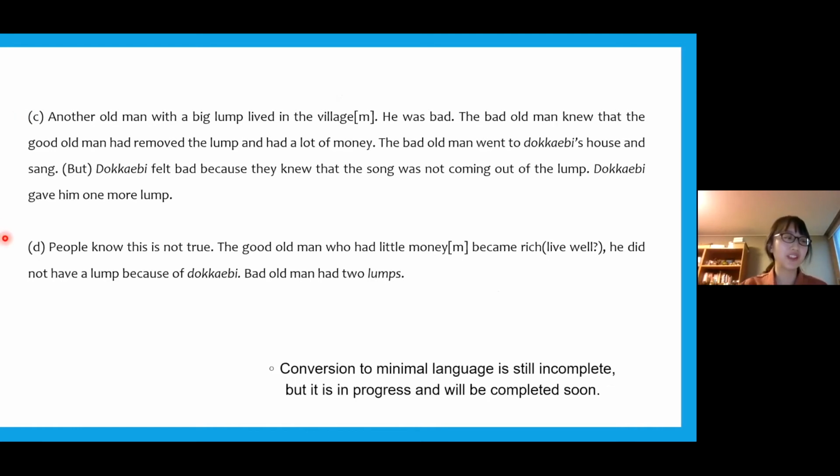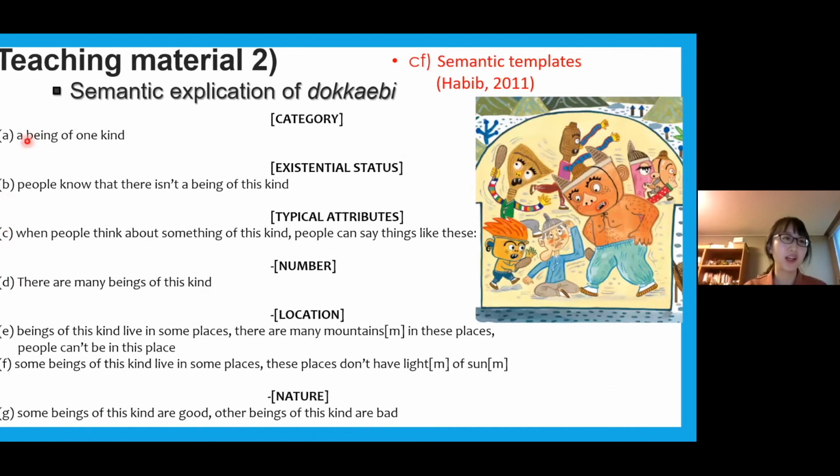So this is not a complete version. It's still developing. And this is semantic explication of 도깨비. This will be provided before reading the main text as well. So 도깨비 is a unique non-human being of Korea, and two old men met 도깨비 in this story. So to fully understand the story, foreign learners need to understand what 도깨비 is first.